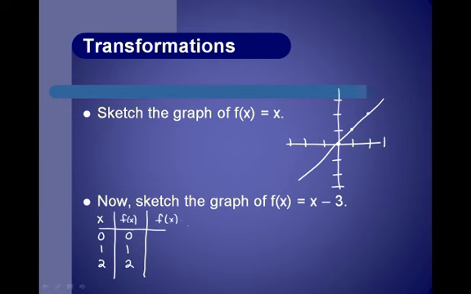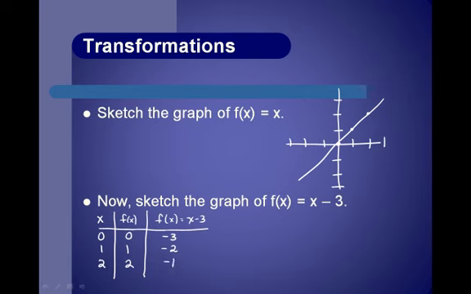Now on this one, we're going to plug it into the new function. Well, if we plug in 0, we get 0 minus 3, which is negative 3. If we plug in 1, we get 1 minus 3, which is negative 2. And if we plug in 2, we get 2 minus 3, which is negative 1.